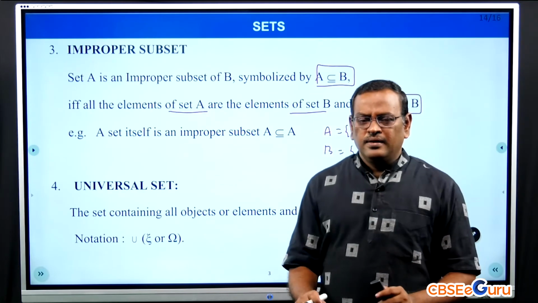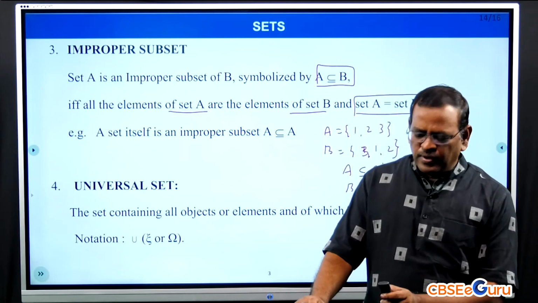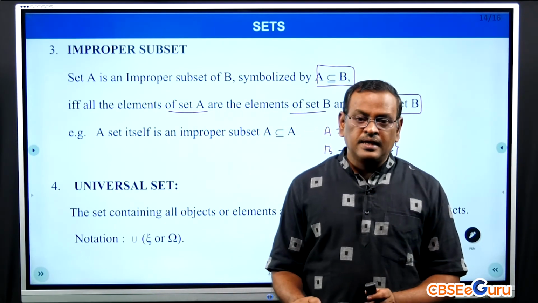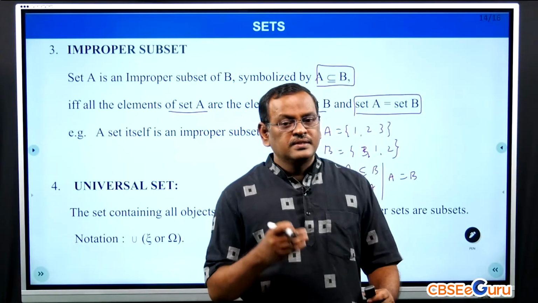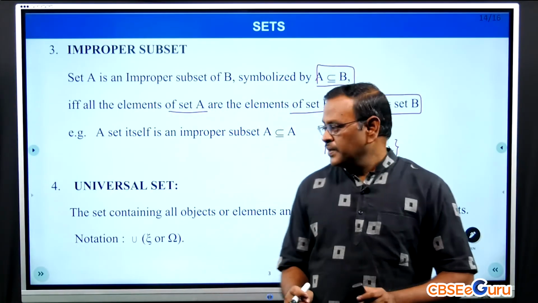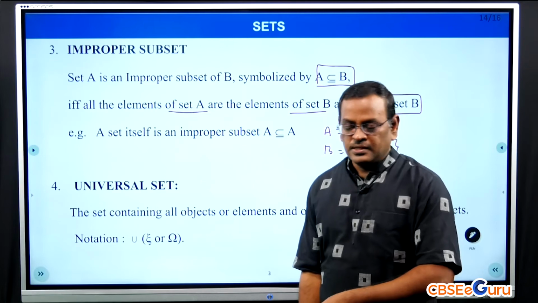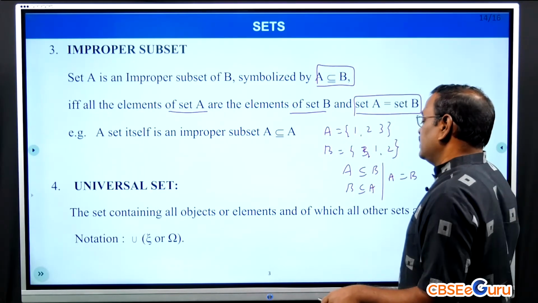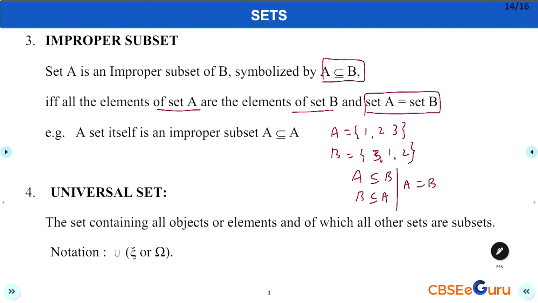One important formula for improper subset and proper subset we will discuss in another video, but we will discuss two more sets. One is the universal set: a set containing all the objects or elements, and of which all other sets are subsets.